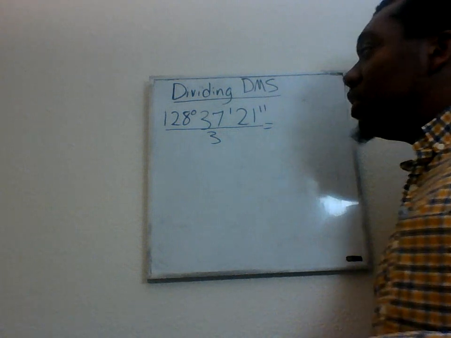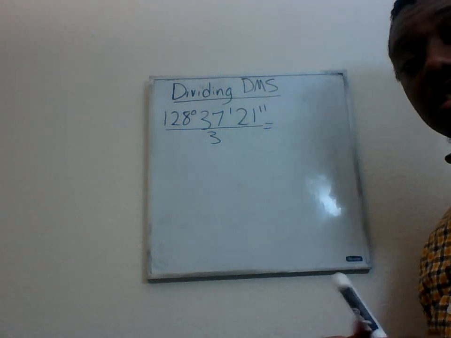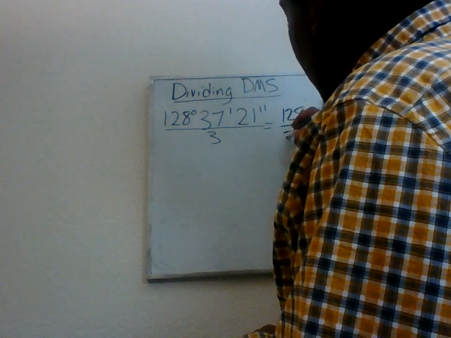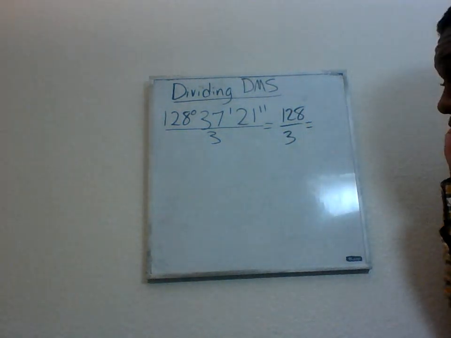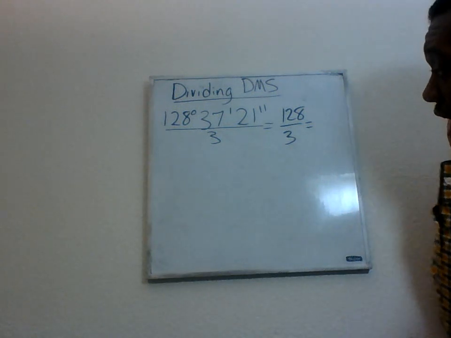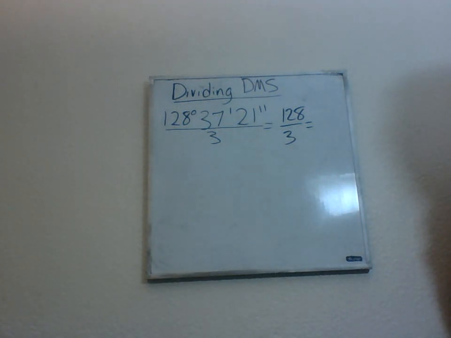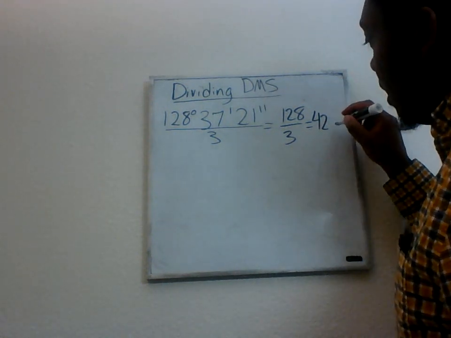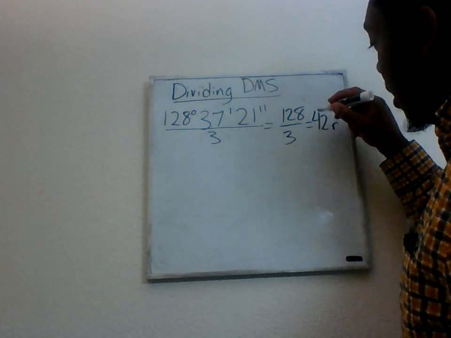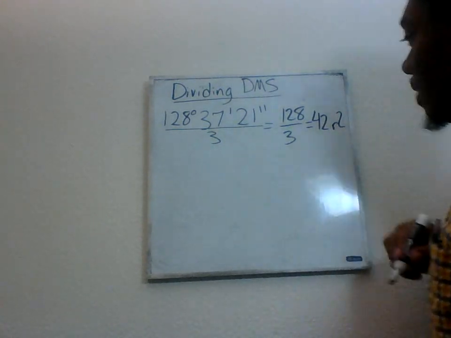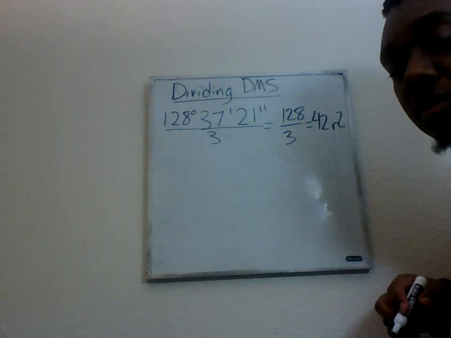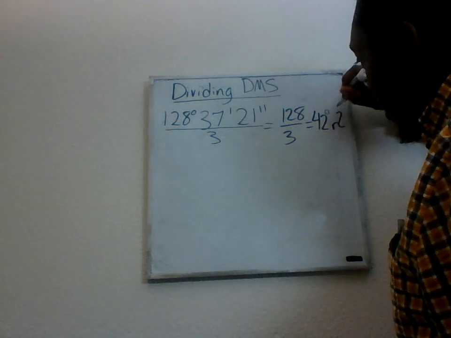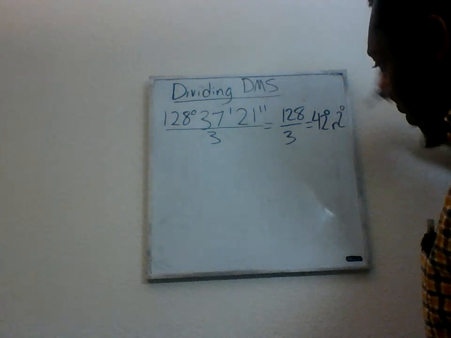So in this example, let's start off. I have 128 degrees, so let's start there. What is 128 when divided by 3? Well, 128 divided by 3 will give us 42, but there's going to be a remainder of 2. So we get 42 with a remainder of 2. So we have 2 degrees that are left over.